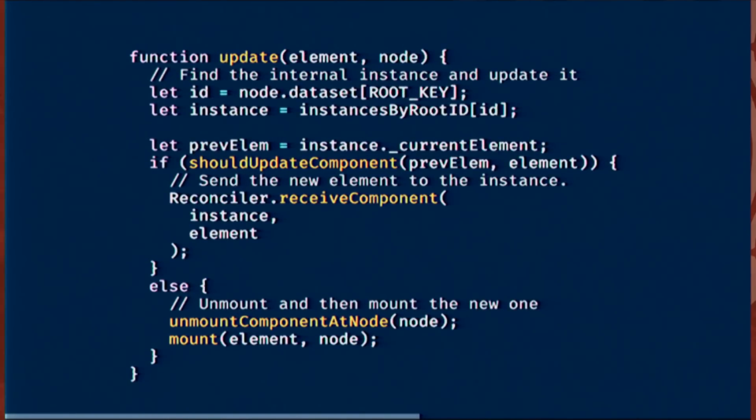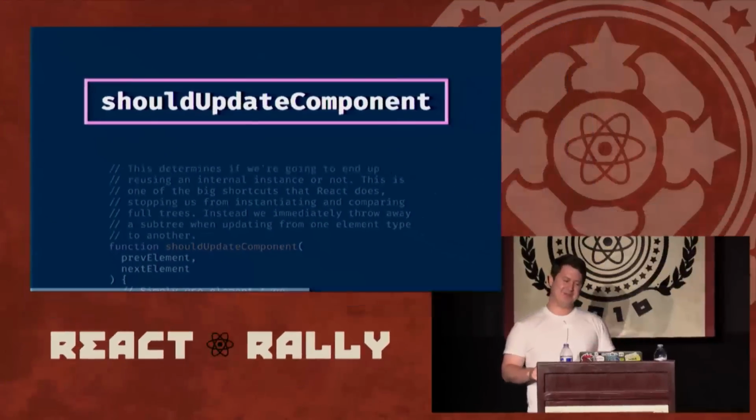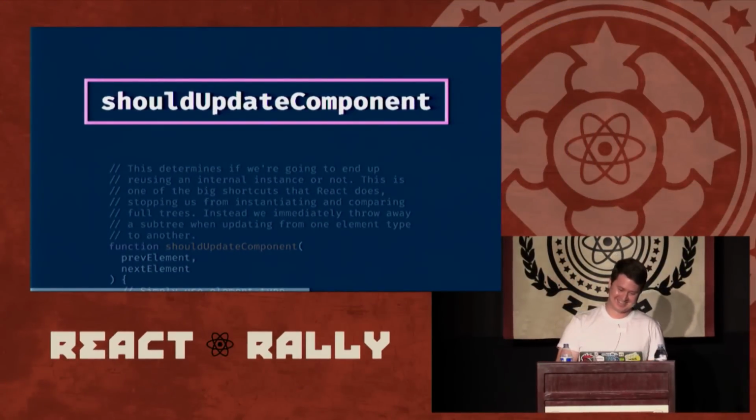And so this method's actually super interesting. I mentioned recursion. We're basically going to do this exact thing at every step in the tree. And it's obviously going to get a little expensive, so we need some shortcuts. Should update component is our first shortcut. And don't confuse this with should component update. We're bad at naming things, I'm sorry.